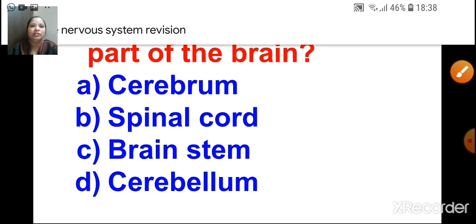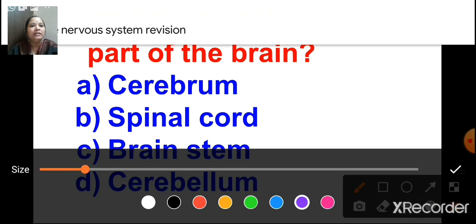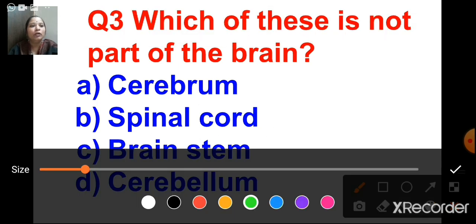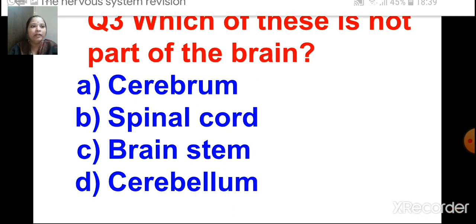The next question is, which of these is not a part of the brain? Now the options are cerebrum, spinal cord, brainstem and cerebellum. So what is the answer, children? Which of these is not a part of the brain? Right, the answer is B, spinal cord. Spinal cord is not a part of the brain. The rest, cerebrum, brainstem and cerebellum, are parts of the brain, right?